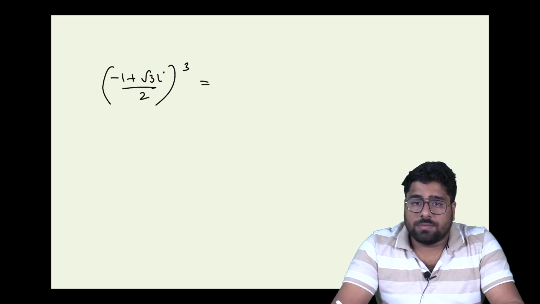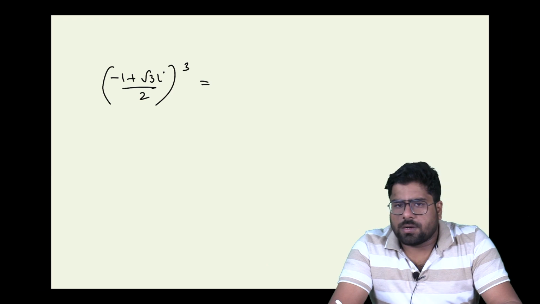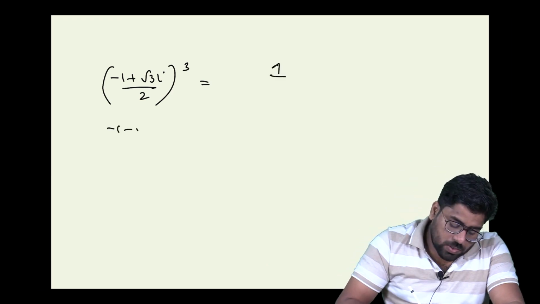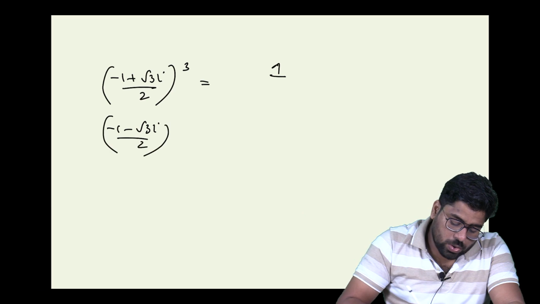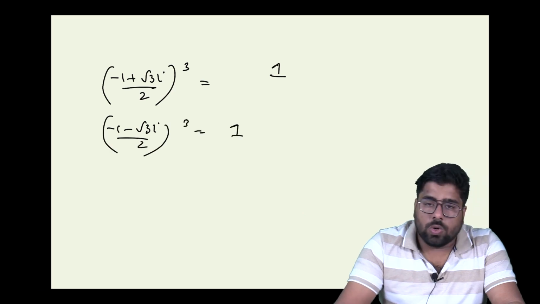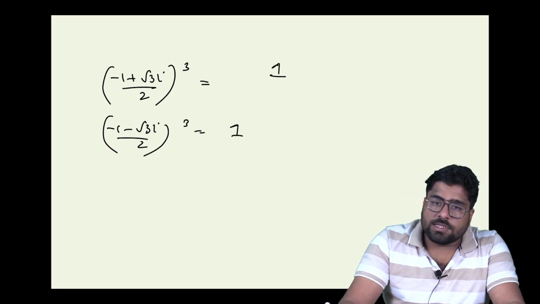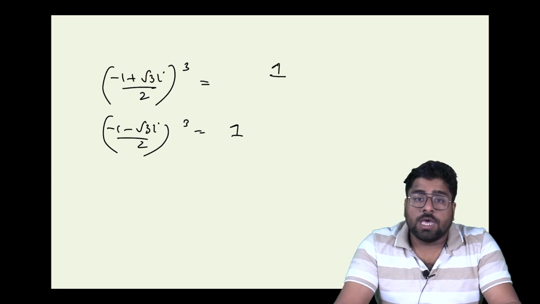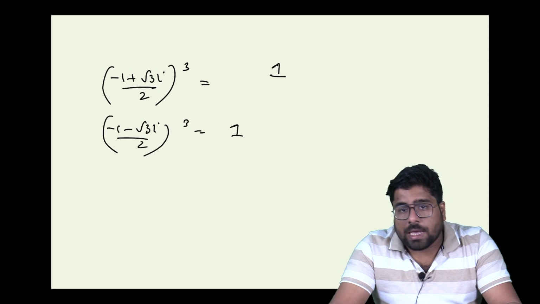Multiply this 3 times. It may look a little bit difficult, but try to do it and you should get the answer equal to 1. Minus 1 minus root 3 i by 2, the whole cube. Again, you are supposed to get the answer equal to 1. If you are able to get the answer equal to 1, that means you are very good with the multiplication of complex numbers. If not, try to do it again and again and again.